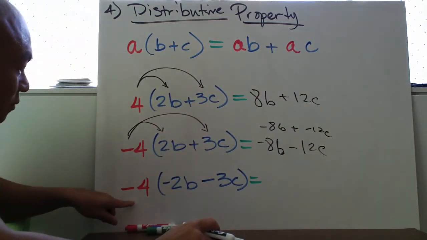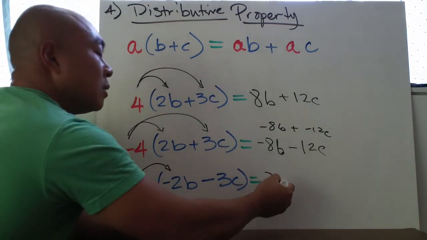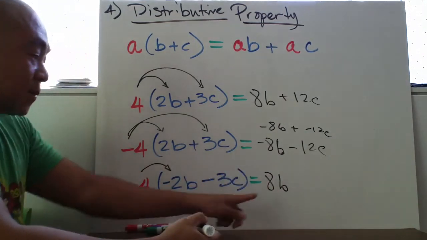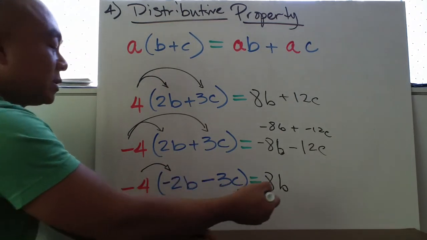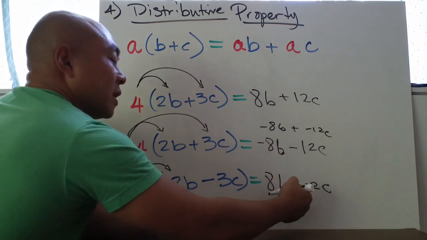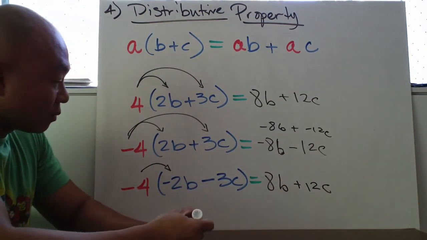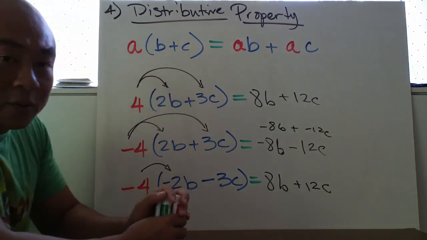Okay? Here, I have negative 4 times a negative 2b, which makes it positive 8b, because two negatives make a positive. And here, negative 4 times a negative 3c gives me a positive 12c. And don't forget, I'm keeping that plus sign right here. Okay? Alright, and this is just a quick recap of your distributive property that we covered before.